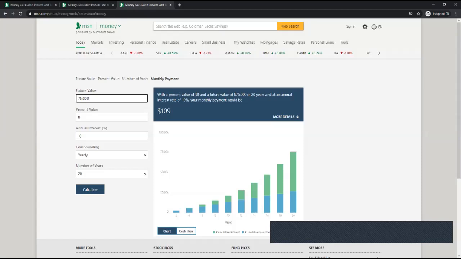Like I said, this is just for education. I'm not giving any financial advice. I'm demonstrating how to use a time value of money calculator.